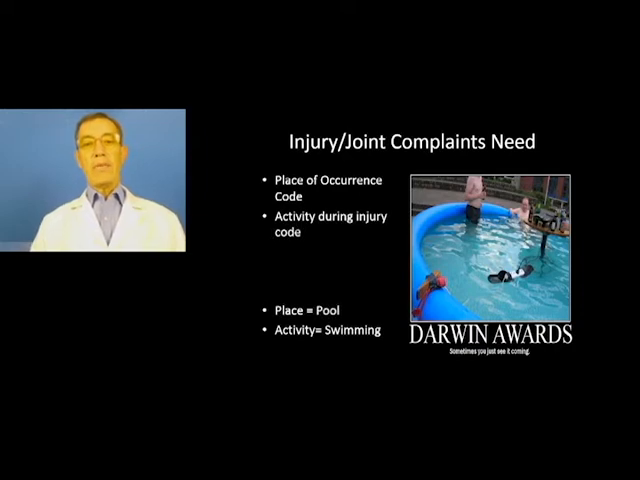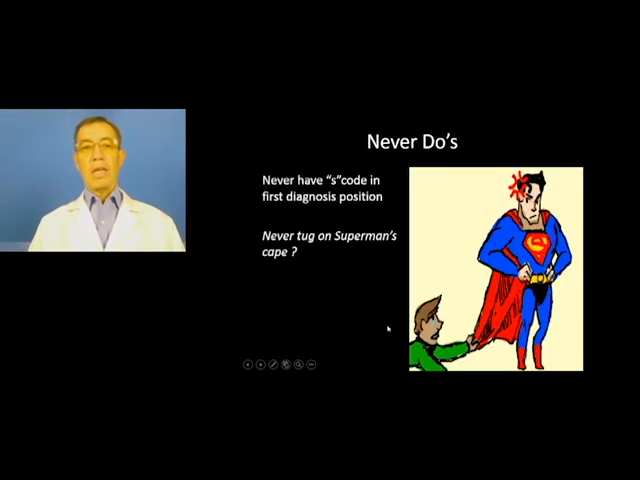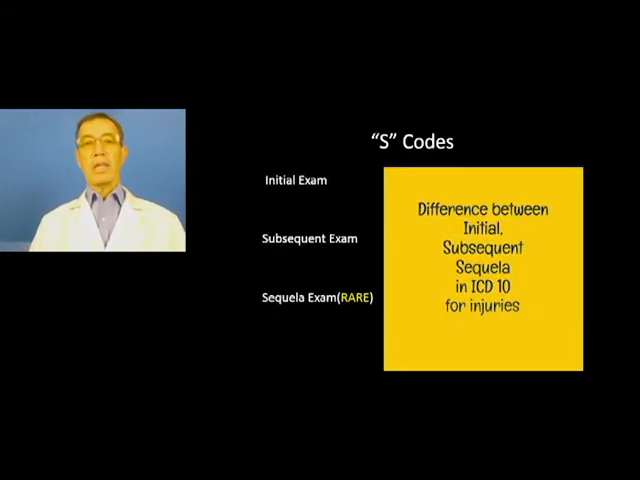And then with any of these types of things, especially with the injuries, you need a place of occurrence code as well as an activity code. So for example, these goofy people that are putting electricity in the water doesn't look good. The pool is the place and the activity is the swimming. And then S codes are pretty challenging to use, and you should never have them in the first position on your diagnosis. Just like you should never tug on Superman's cape, consider not putting an S code in the first position. S codes are a challenge because there's an initial exam of the S code, subsequent exam, and sequela. So these get to be a bit of a challenge, and I wouldn't do these at the beginning.